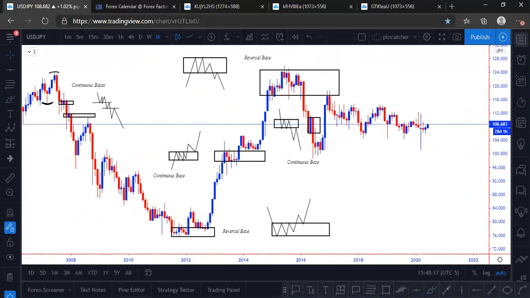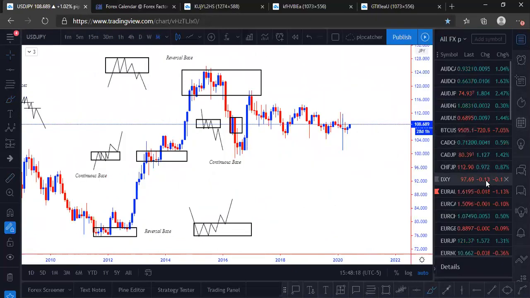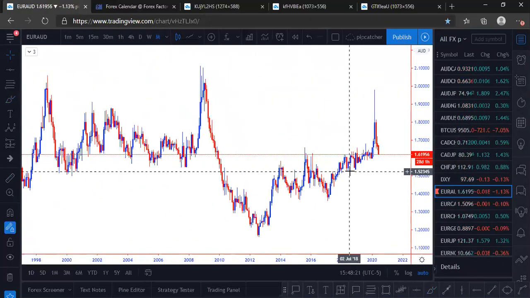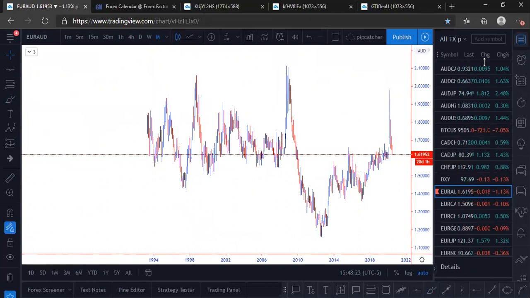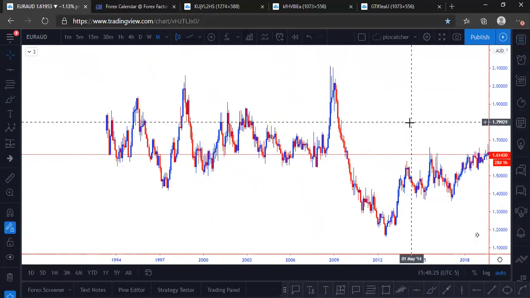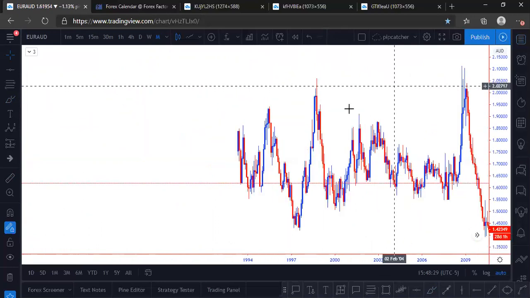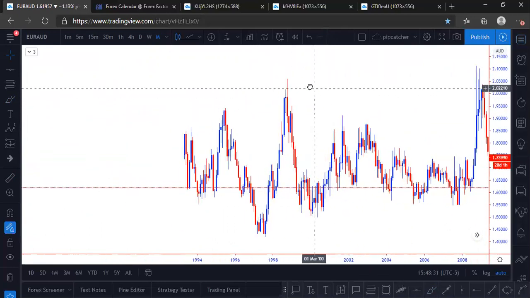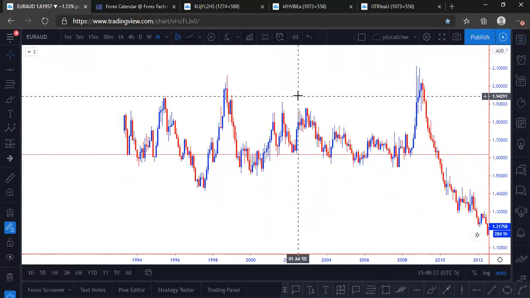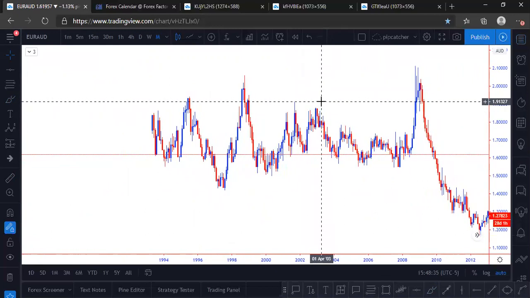I think let's go look at one more pair here. Let's look at Euro AUD. Right, so this one is free, right? So let's look at the, you always want to look, from the first videos, right?